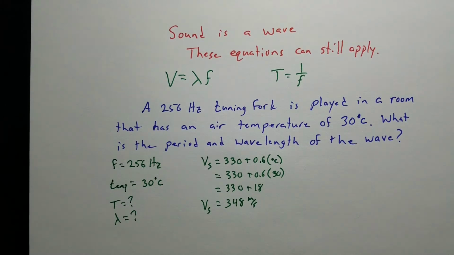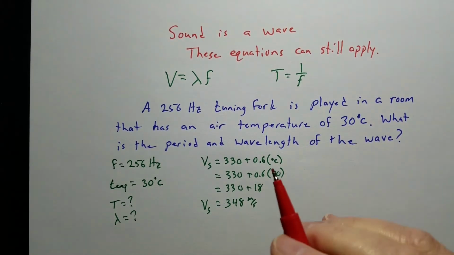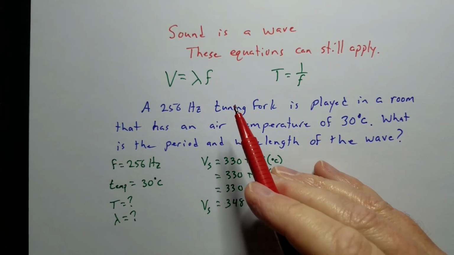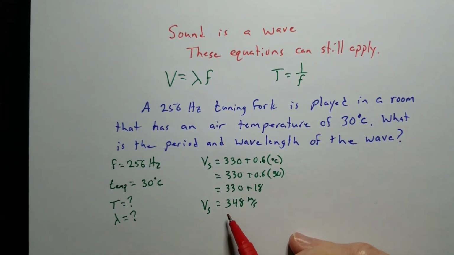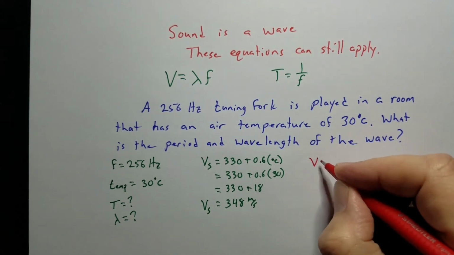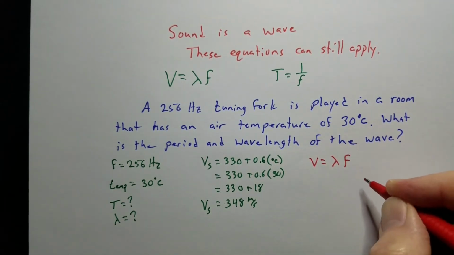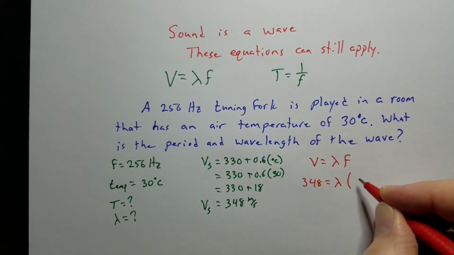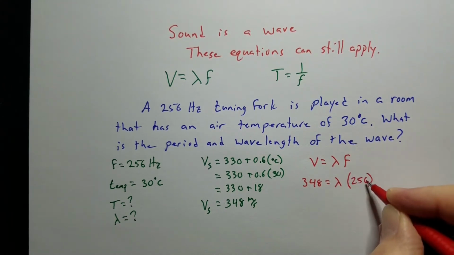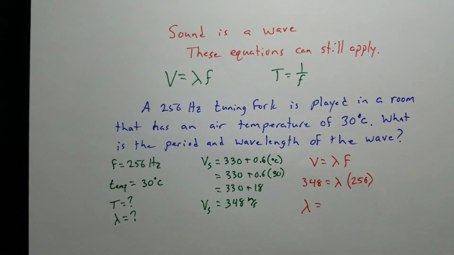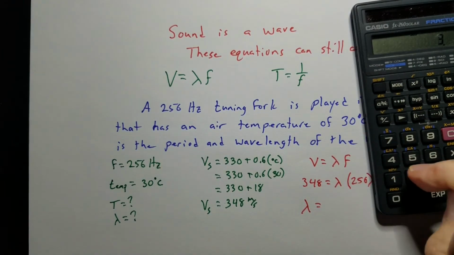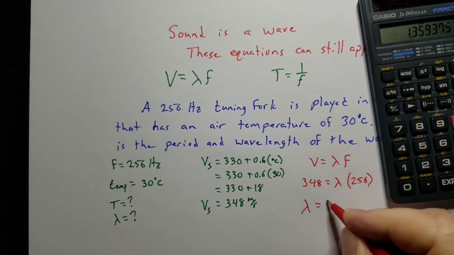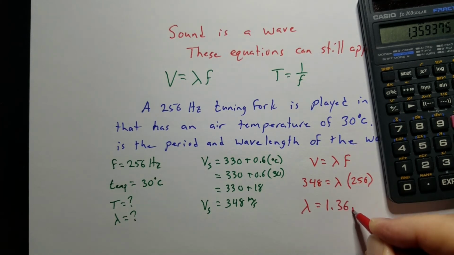Now, since we know that, we can do a couple different things. I can actually figure out period directly, but I actually want to figure out wavelength. Since I know the velocity, we might as well do that because we know velocity equals wavelength times frequency. Velocity is 348. The wavelength we don't know, but the frequency is 256. So we're going to take that 348 and divide by 256, and we get a wavelength of 1.3, let's call it 6 meters.